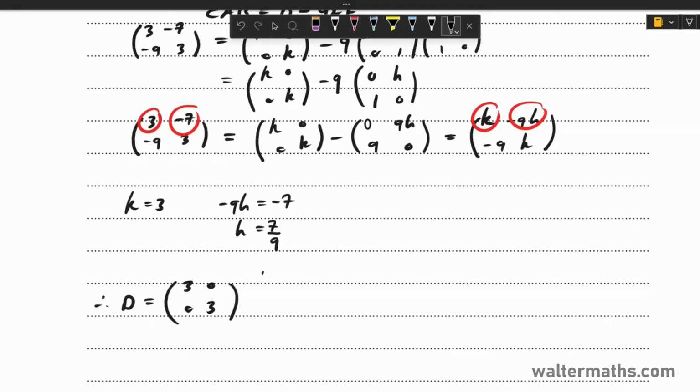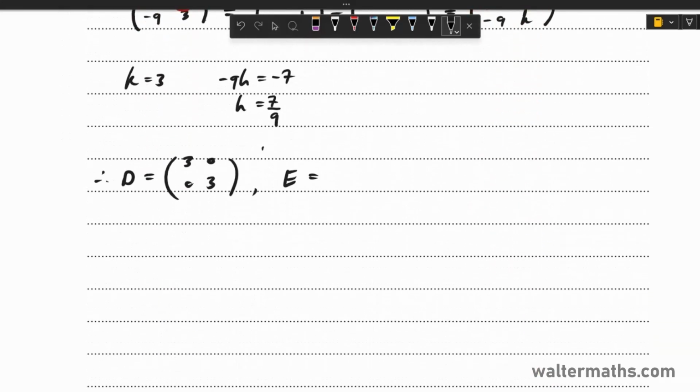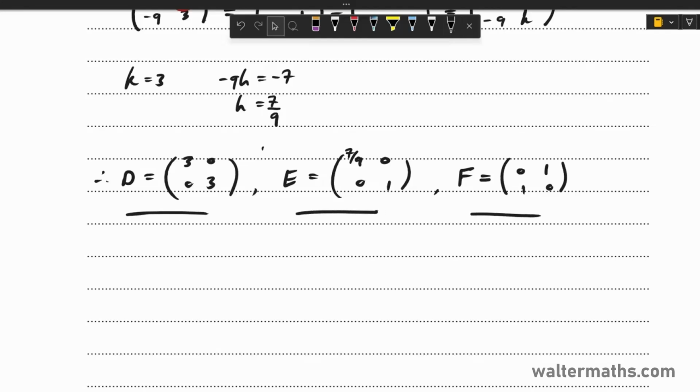So this is matrix D. Matrix E was the stretch. Remember, it was H, 0, 0, 1. But in place of H, we're going to put 7 over 9. So we have 7 over 9 here. So that's it. Then for the last one, F, it's still 0, 1, 1, 0, like this. So these are the three matrices D, E, and F they want us to find.